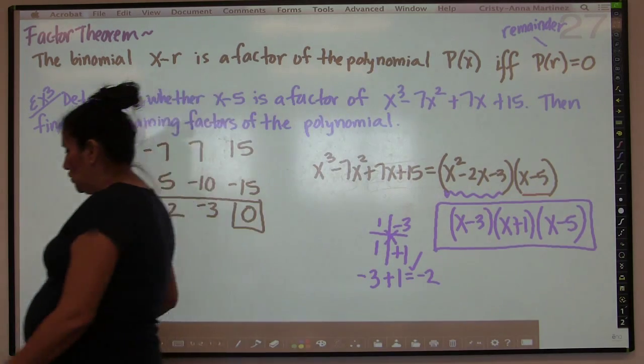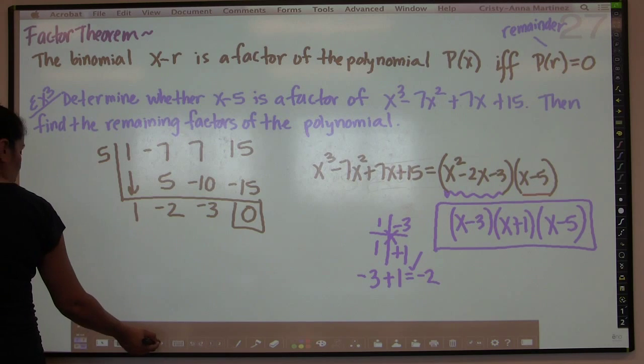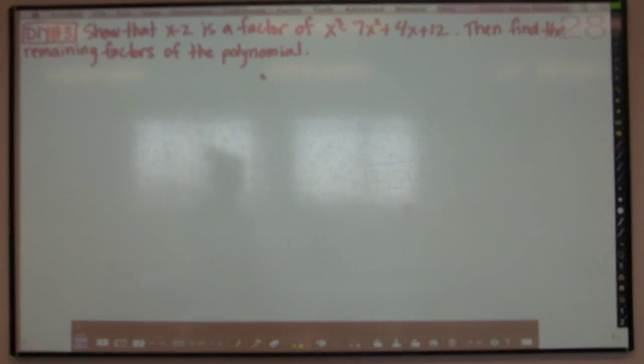And that is how you use the factor theorem to help you factor polynomials. So now we'll have you do this example where it wants you to show that x minus 2 is a factor by doing the division and determining that you have a 0 remainder, and then using the remaining quotient to find the other two factors of the polynomial. Once you have done that, you will have completed your notes for this lesson, and I will see you in class, and thank you for watching.